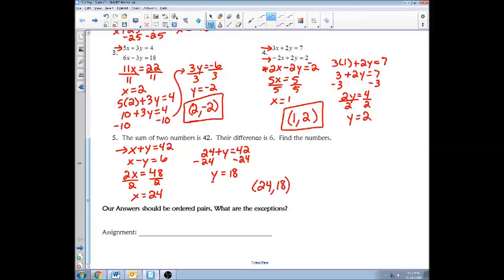Okay? Our answers should always be in ordered pairs unless, what are the two times that I would have exceptions? If I had a no solution or all real solutions, okay? Or infinite solutions, whichever you prefer. Well, that is the end of the lesson.